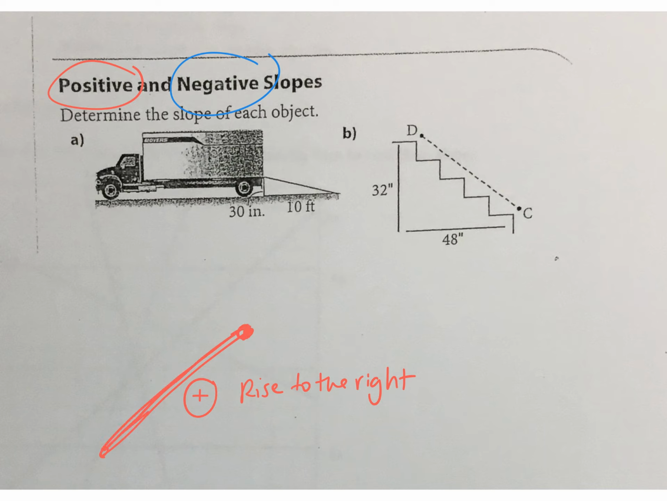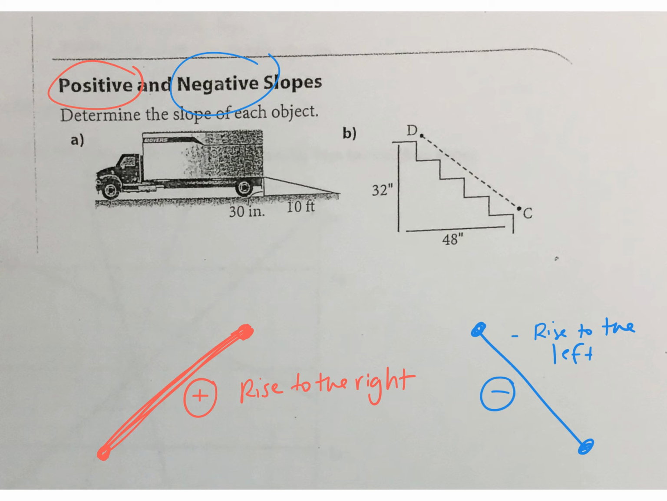If the line is in this direction, it's going to have a positive slope. Negative slopes are in the opposite direction. They rise to the left, or you could say fall to the right.